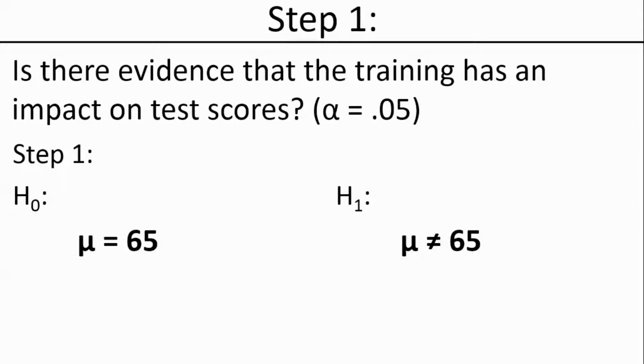Now remember, we're always talking about in terms of the null. We're either going to reject the null or fail to reject the null. So let's think for a second, what does that mean by rejecting the null hypothesis? So if we take a look here, what we're saying here is that the mu is not 65.